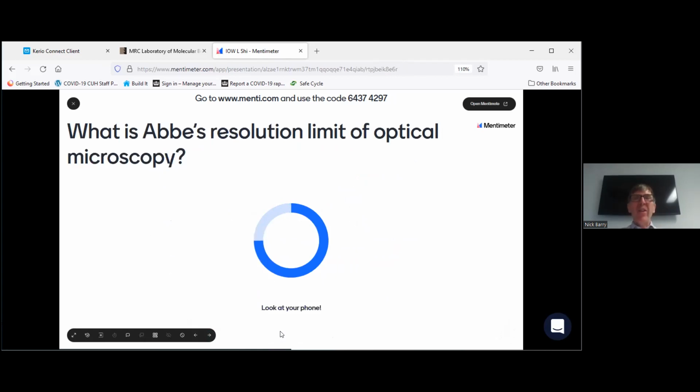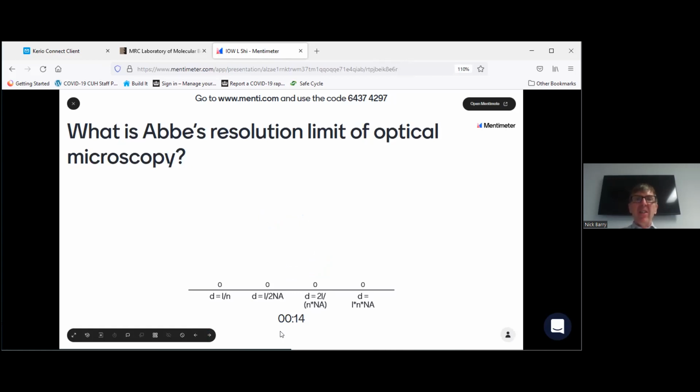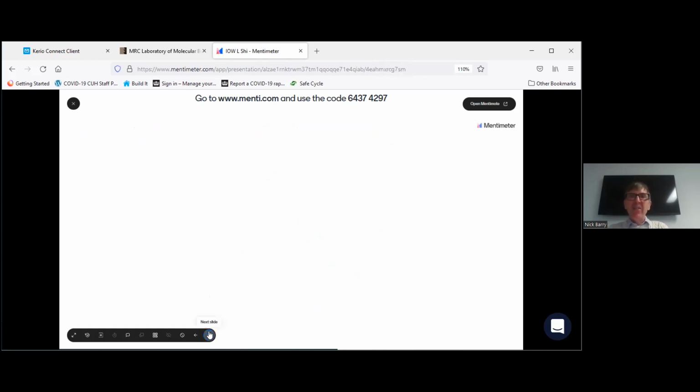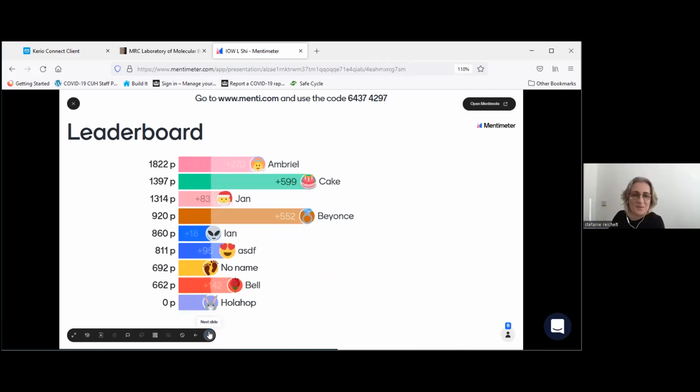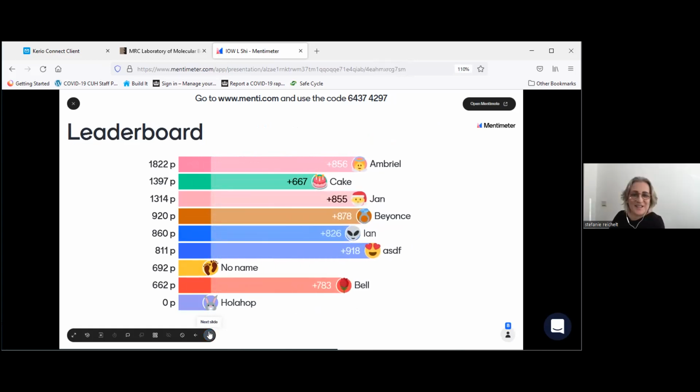What is Abbe's resolution limit of optical microscopy? Is it the resolution is lambda over n, or the resolution is lambda over 2NA, or resolution is 2 lambda over refractive index times NA, or resolution is lambda times refractive index times NA? A lot of people are on the ball today, faster than I can even say it. Let's see how the leaderboard is now. It's nice how the basics come back in these very advanced lectures.